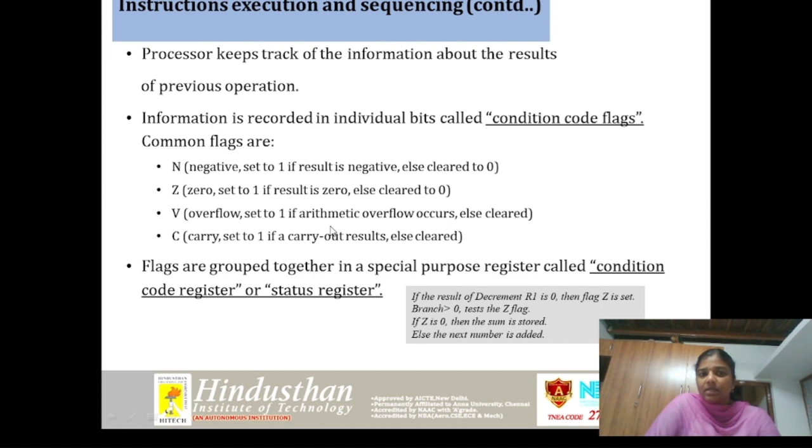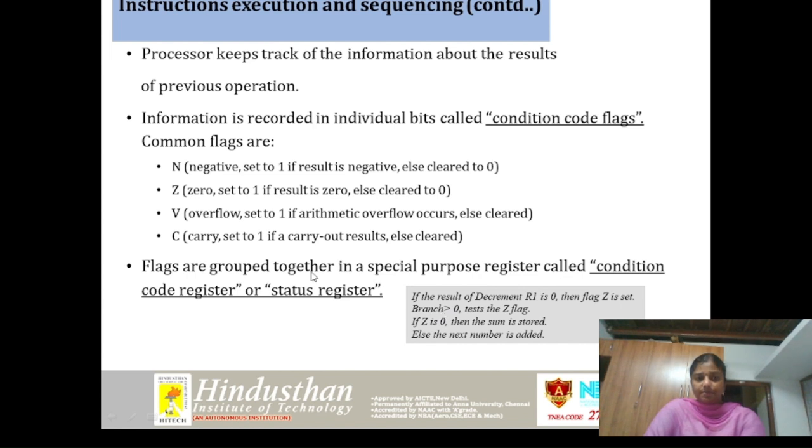And if the final result is overflow, consider when we are adding two binary bits, sometimes overflow occurs. So 1 plus 1 is 1 0, and at this time the 1 is an overflow. For this purpose the V flag is used, and it will be set to 1 when there is an overflow. And the last one is the carry flag. When we want to add or subtract something and the bit is not available, it will carry another bit from the previous number. In that case the C flag will be set to 1.